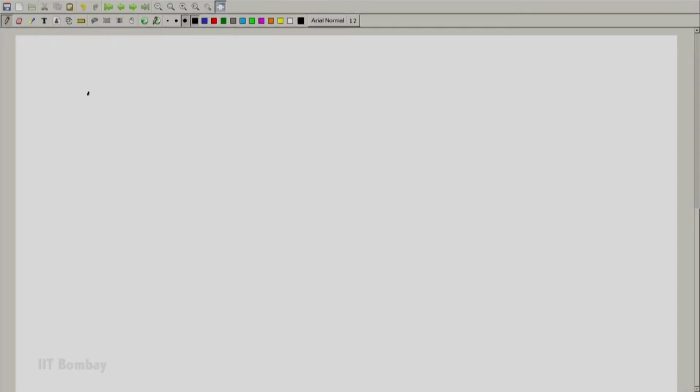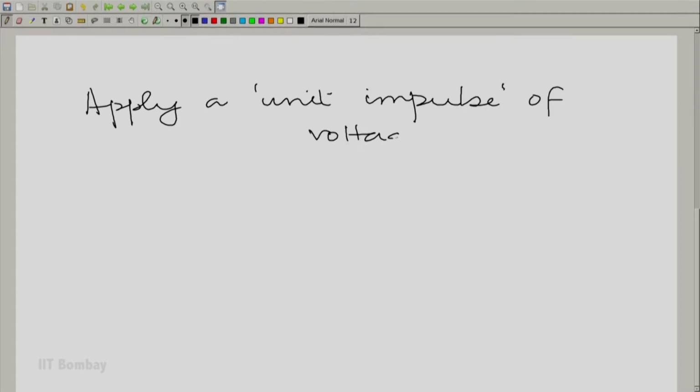You see, if I wish to find the impulse response of this circuit, theoretically I should be able to apply a unit impulse at the input and seek the output. What do you mean by unit impulse? A unit impulse voltage, remember. So, let us put that principle. Apply a unit impulse. Now, what does this mean? What is a unit impulse of voltage? Let us go back to the definition of an impulse.